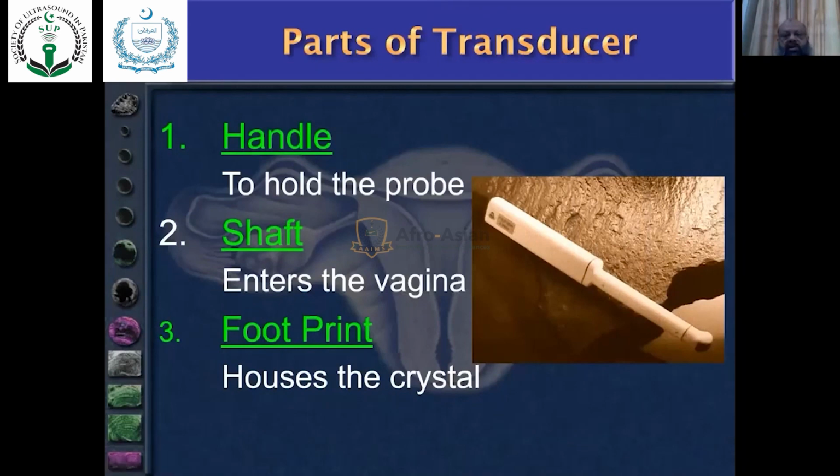The transducer, which is commonly called the probe, is of different types. The one which is used for TVS has three main parts: the handle to hold the probe, this area; the shaft which enters the vagina, this one; and the footprint which houses the crystals, this part.